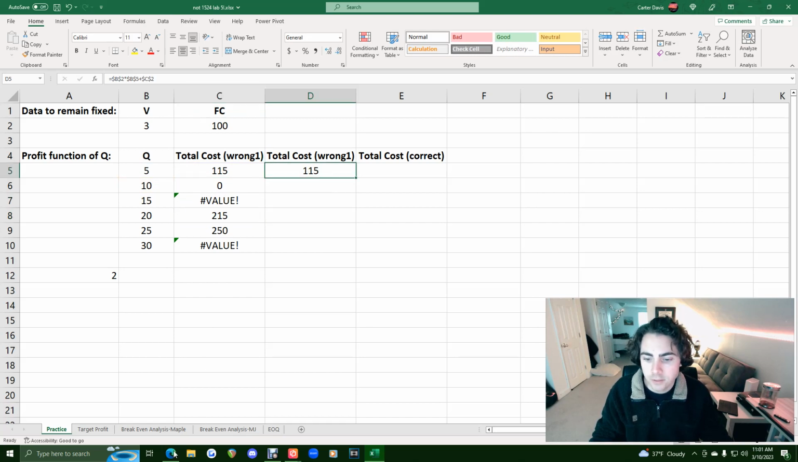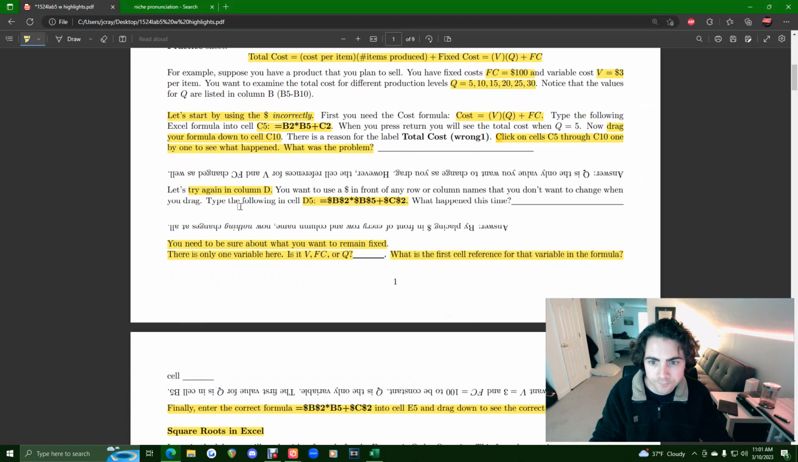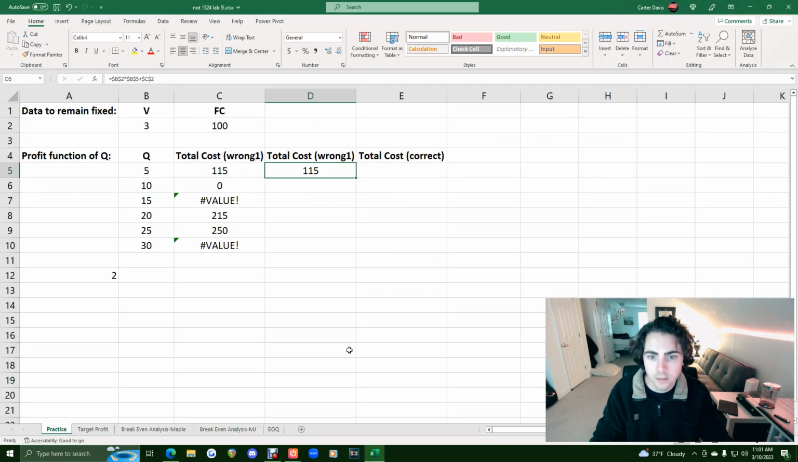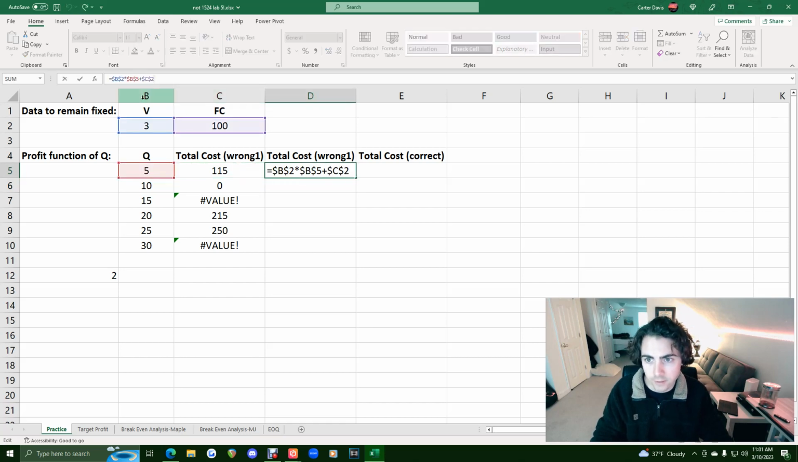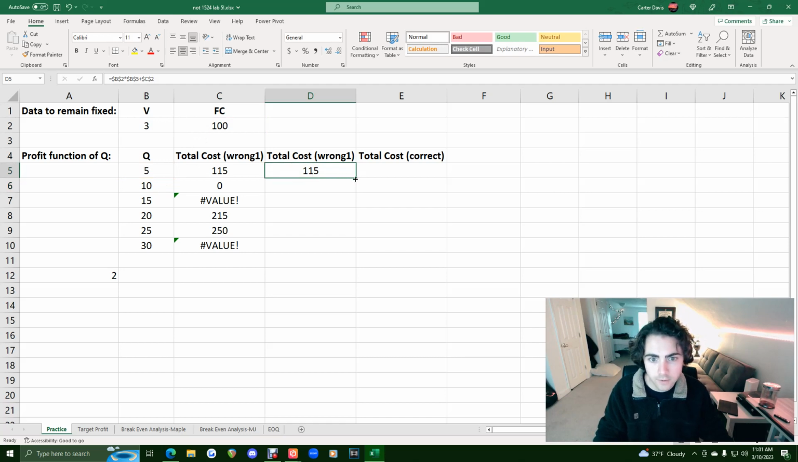Then they have us do it another wrong way. Let's try again in column D. You want to use $ signs for any row or column names you don't want to change. So I think I've tried this one, where they're having you use $ signs on everything. So the same formula, just with $ signs on everything. The problem with this is that they have locked in the variable cost and fixed cost, which is good, but it's also locked in the quantity of 5, because watch what happens. We just get 115 because there are no moving parts in this equation if you're locking everything in place, and so you get 115 every time.